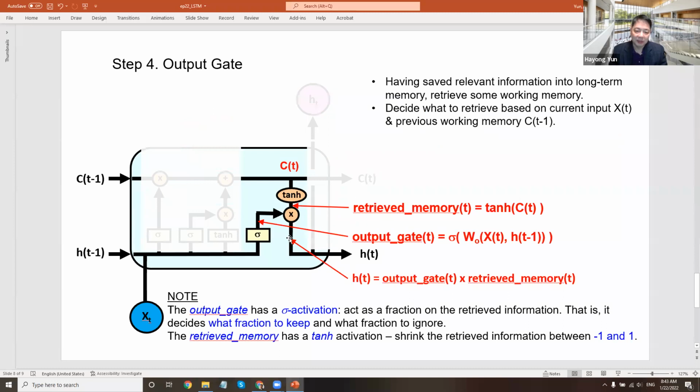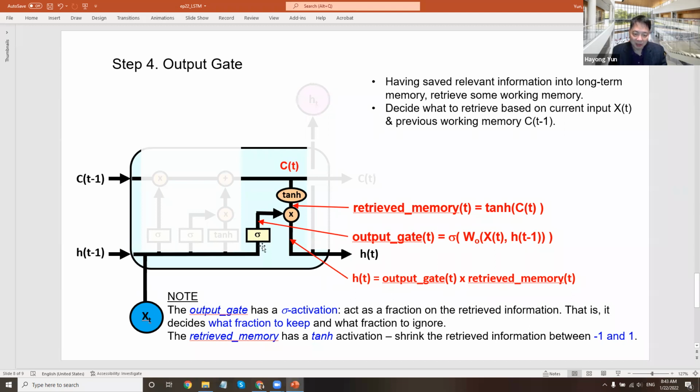And finally, the h and x go through a switch again, squashed down to between 0 and 1. It's passing through an on-off switch. Having said that, we retrieve some working memory. So the C_t is here, the long-term memory. Decide what to retrieve based on the current input and previous working memory. So the C_t goes through a hyperbolic tangent to retrieve the memory. If the C_t is very large, then a number 1 will pass through. If it's a very small C_t, then -1 will pass through. We multiply this by a 0-1 switch and then push it out as h_t, the output. So the output gate gets here, isn't it?